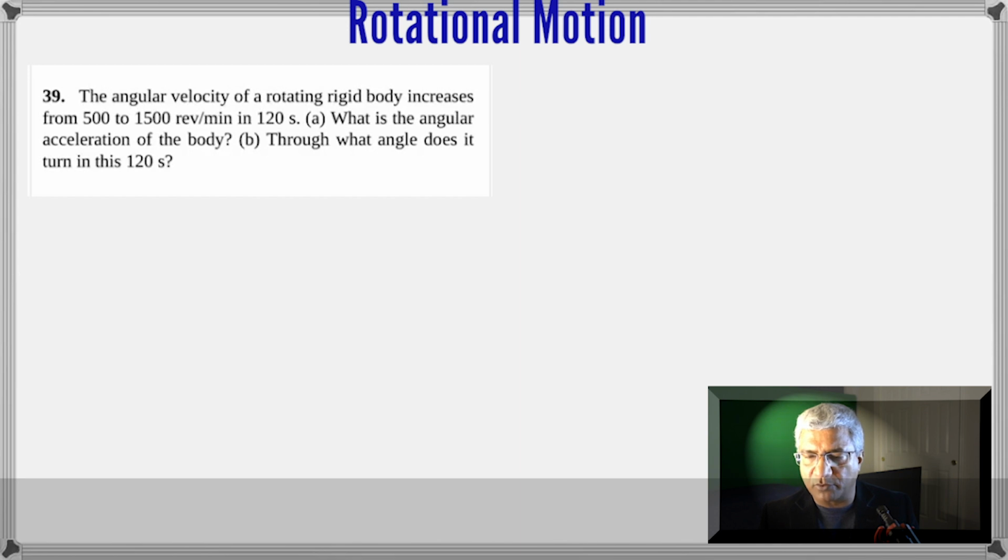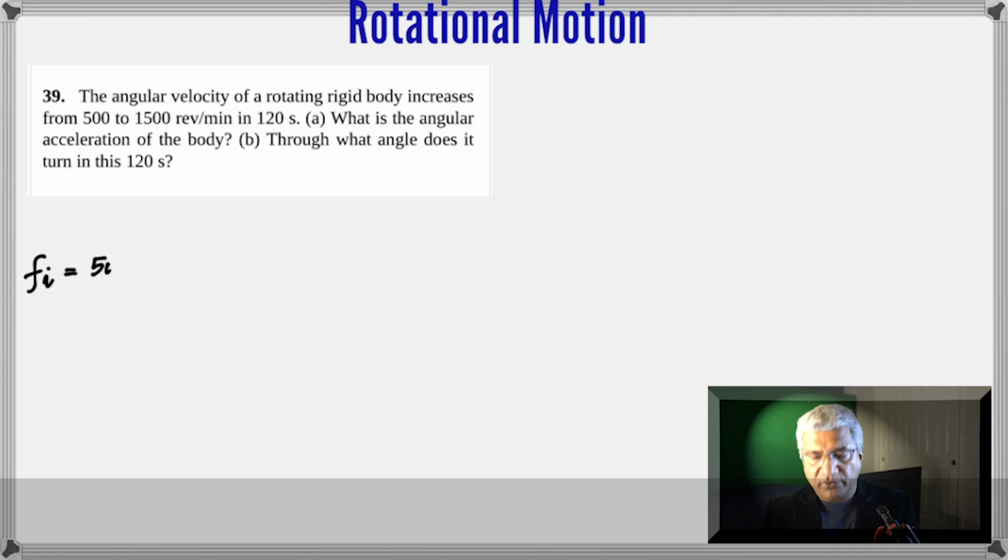The angular velocity of a rotating rigid body increases from 500 to 1500 revolutions per minute in 120 seconds. What is the angular acceleration? So we're looking for alpha. And we need omega. But what is given is not omega. What is given is it's at 500 revolutions per minute. First of all, per minute is not correct. We got to change it into how many per second. And then we have to change it into angular velocity, using the idea that omega is 2 pi times the frequency. So when we get revolutions per second, that's going to be the frequency, multiplied by 2 pi to get the angular velocity. Let's do it.